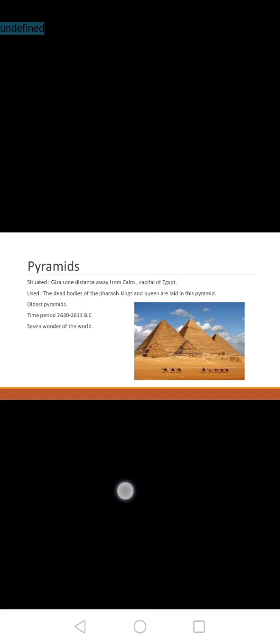The oldest pyramid in Egypt was constructed between 2630 to 2611 BC. The pyramid in Giza is considered to be one of the seven wonders of the world.